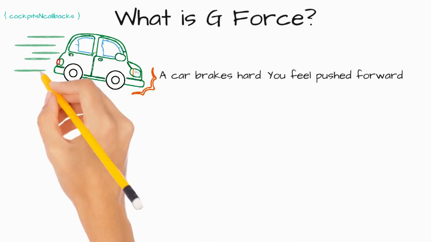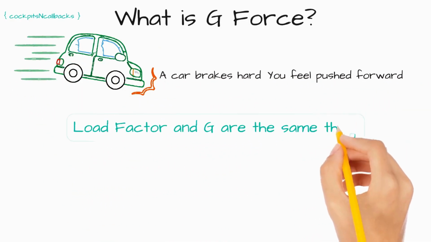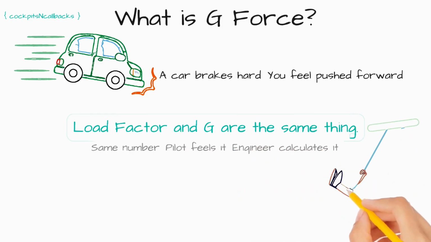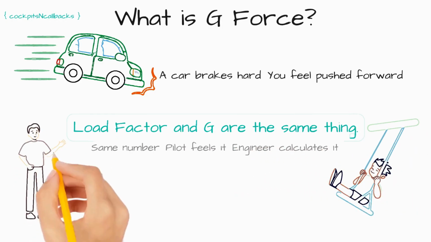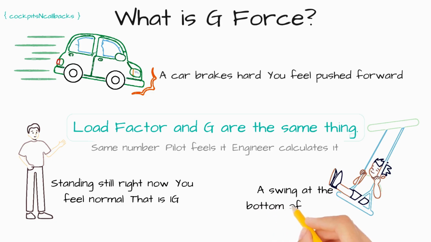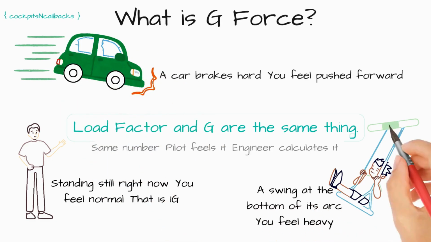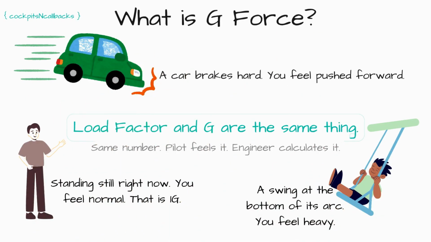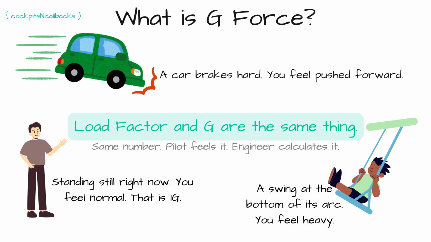A car brakes hard. You feel pushed into your seatbelt. A swing reaches the bottom of its arc. You feel heavy, pressed into the seat. Standing still right now, you feel completely normal. That normal feeling is 1g, 1 times the force of gravity on your body. In straight and level flight, a pilot feels exactly 1g. The aircraft is in balance, nothing unusual.